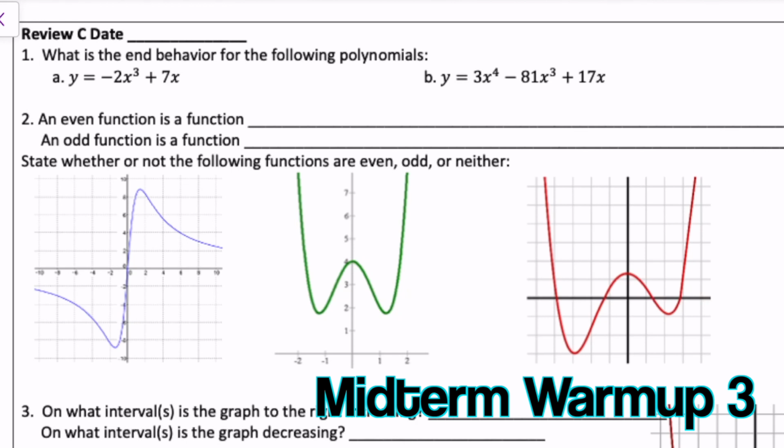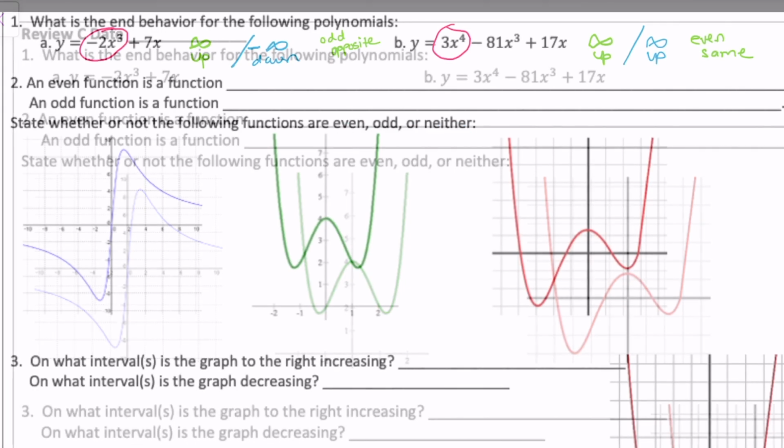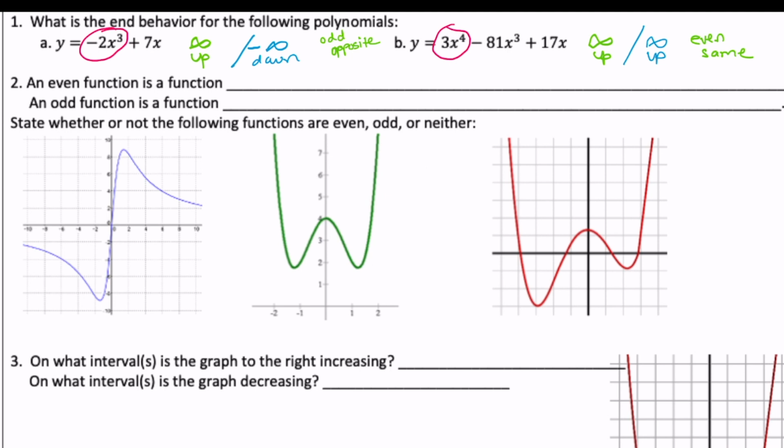Midterm Warmups Day 3. Review C. What is the end behavior for the following polynomials? Take a moment to identify the highest order term and state the end behavior for each. Remember, to find the end behavior, we look at the sign of the leading coefficient of the highest order term, and that determines how the story ends.